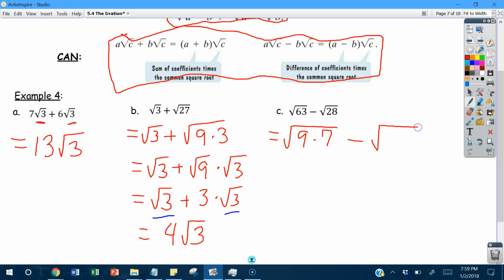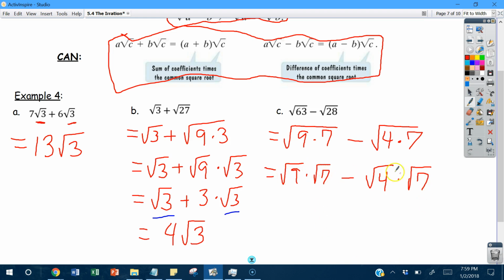And then I also know there's a perfect square in 28. 28 is divisible by 4. 28 is equal to 4 times 7. So I've got a few perfect squares in there. Now if I break up those radicals, like I've been doing this whole time, this is the square root of 9 times the square root of 7. This is the square root of 4 times the square root of 7.